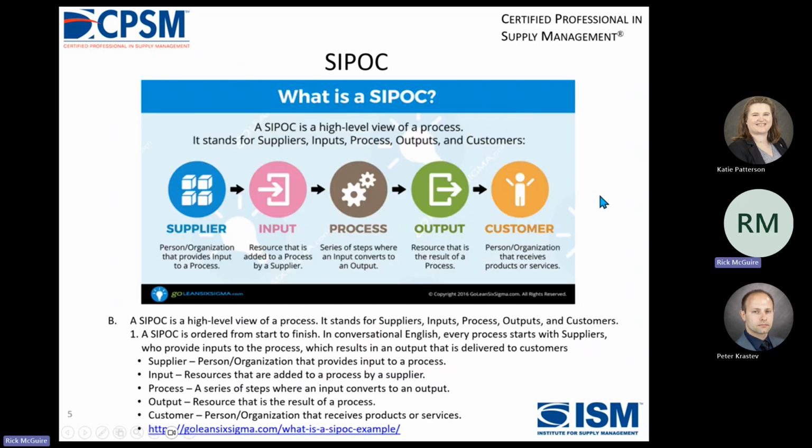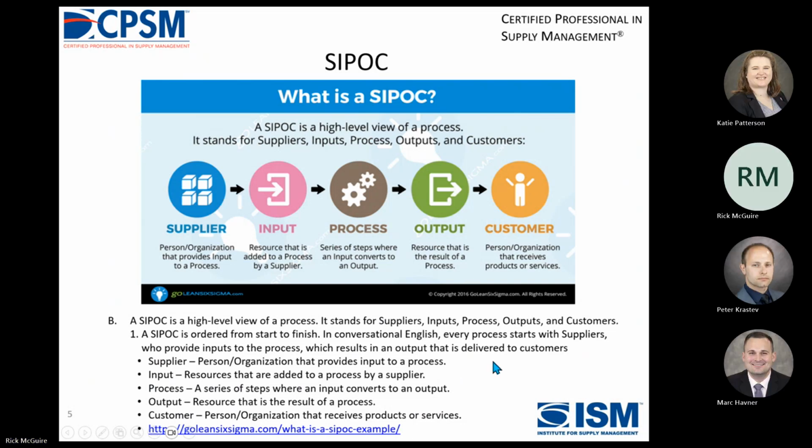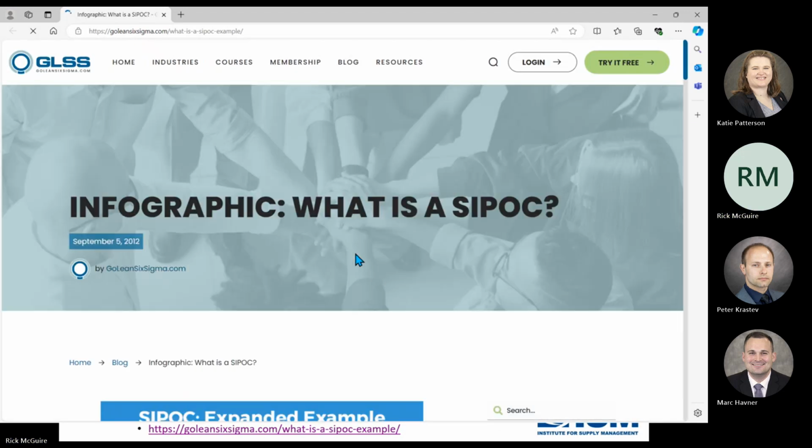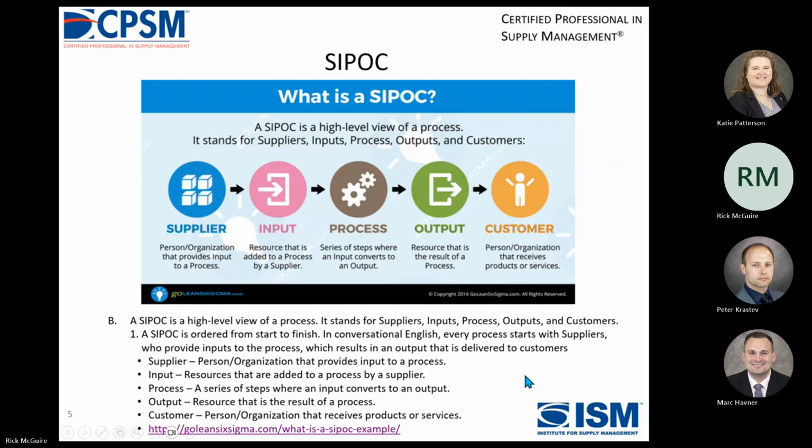And then there's SIPOC. It's a high-level view of a process. It stands for supplier, inputs, process, outputs, customer, ordered from start to finish. It starts with the suppliers and finishes with our customers. And if you want to know more about it, you can go to Go Lean Six Sigma. They'll tell you all about SIPOC. It's looking at a process from supplier to customer.